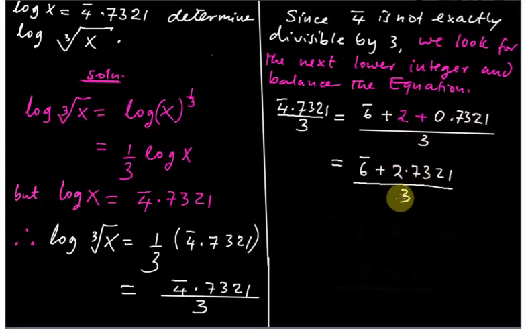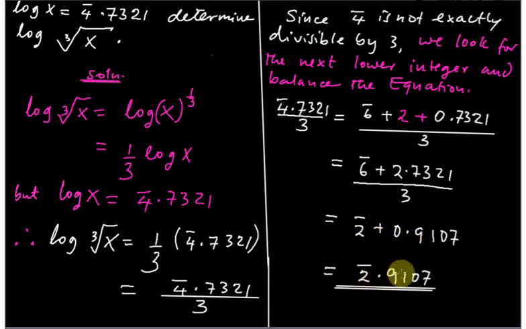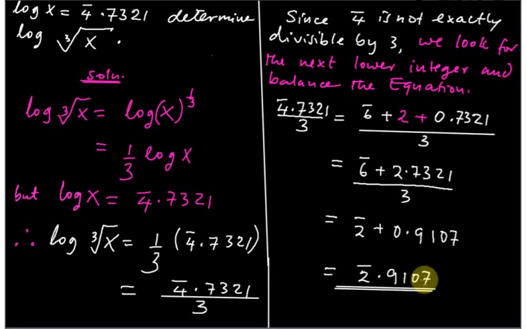Now things start to go easy because we don't have a negative number which is not exactly divisible by 3 written together with the mantissa. So we divide here. What do we get? Bar 6 divided by 3 is bar 2, and we divide this number here, whereby we get 0.9107, and then you just add there. We get bar 2.9107. This is our final answer.